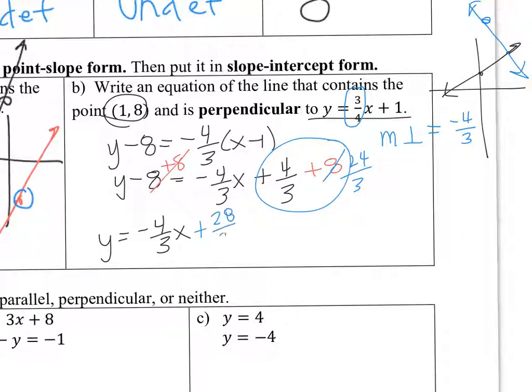This is called an improper fraction. If you want to write it as a mixed number, you do how many 3's go into 28, and that is 9 with 1 left over. So either one of these equations is fine.